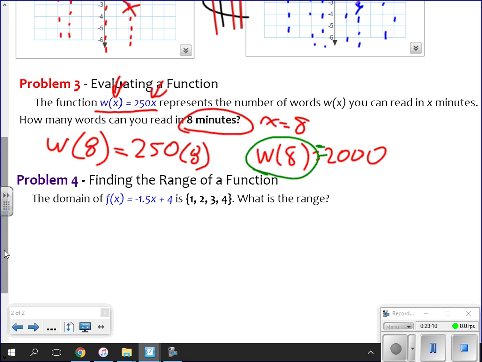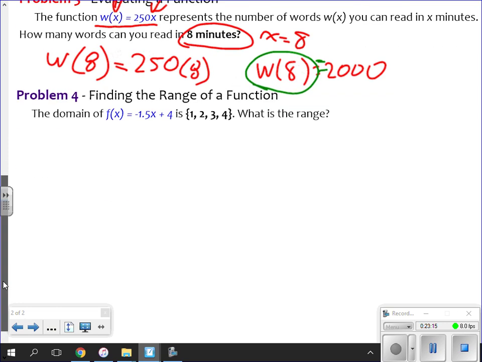And when x equals 8, what's y? That's what you do. Okay.